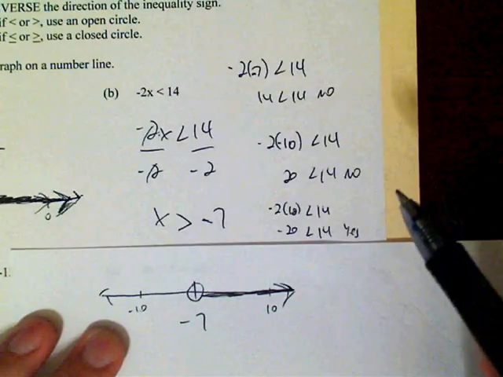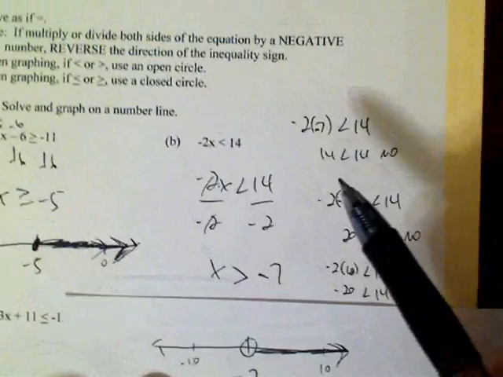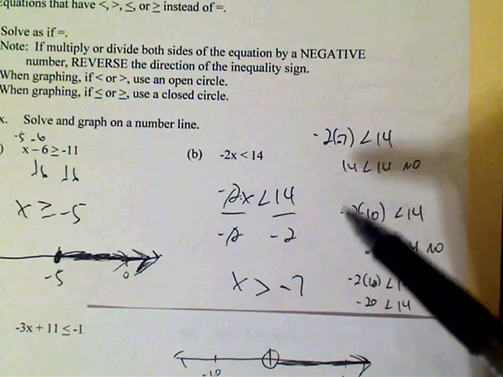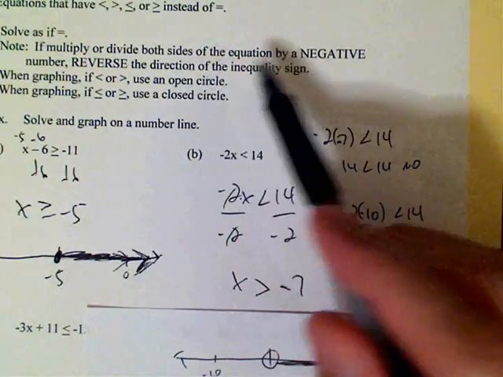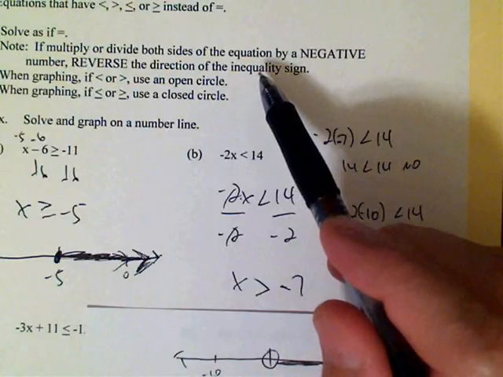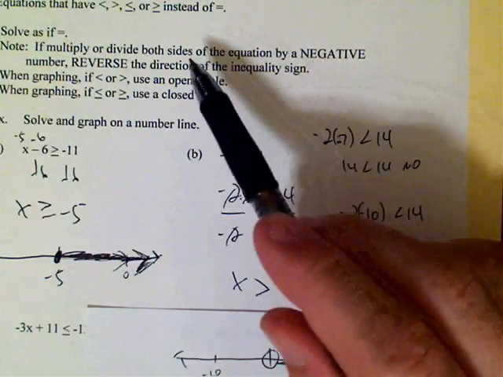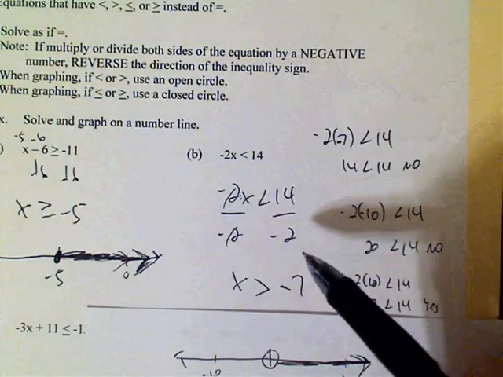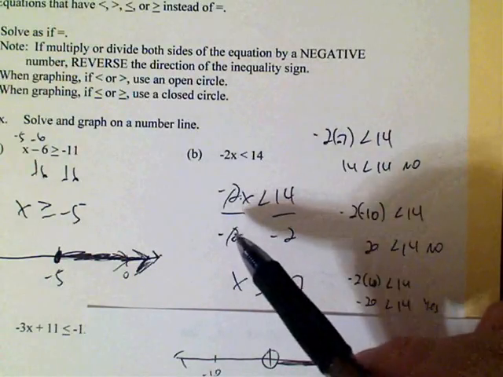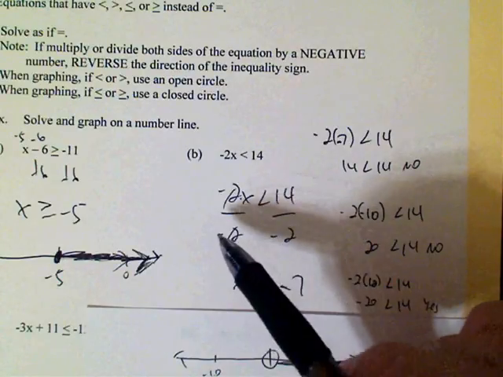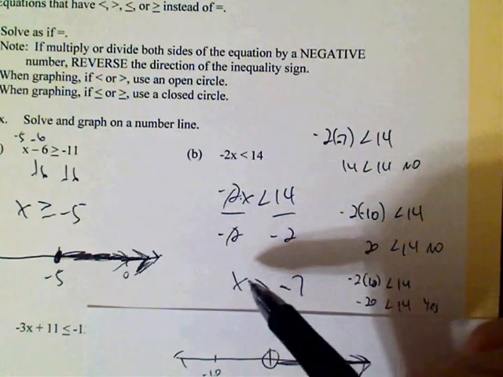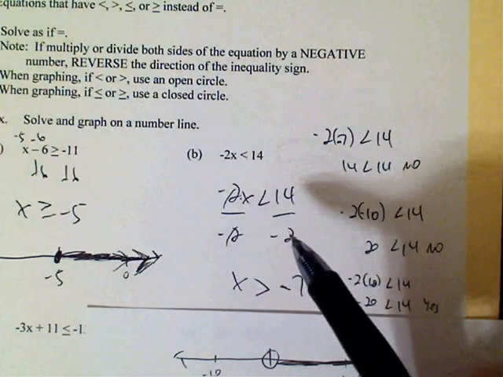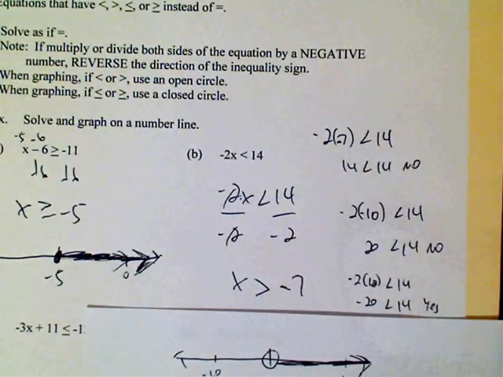Here's the rule. This is the only way that inequality equations and equality equations differ. Anytime you multiply or divide both sides of a linear inequality by a negative number, always reverse the direction of the inequality sign. It's got nothing at all to do with the answer. It's the process. If you multiply or divide by a negative number, the inequality sign reverses direction. It's got to be a negative. Multiplication or division. Period. That's the only way that these differ.